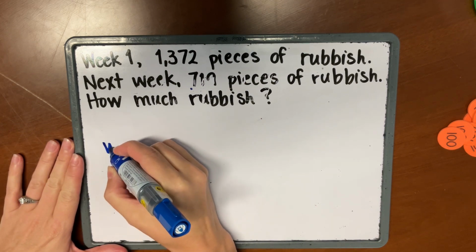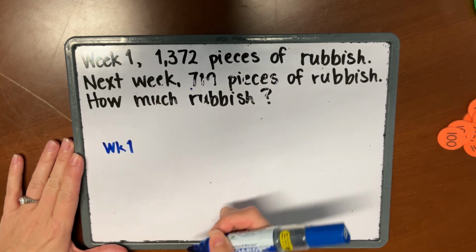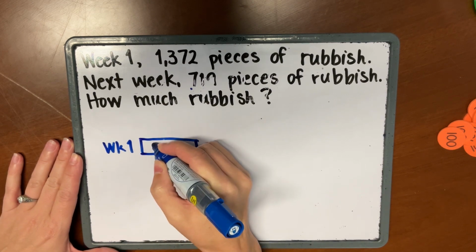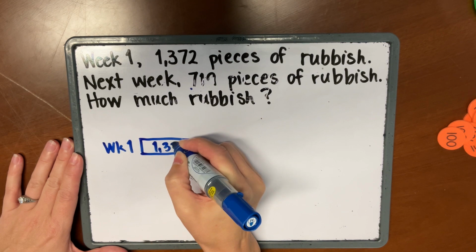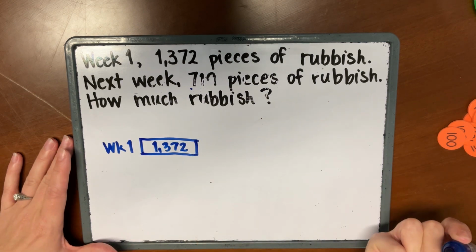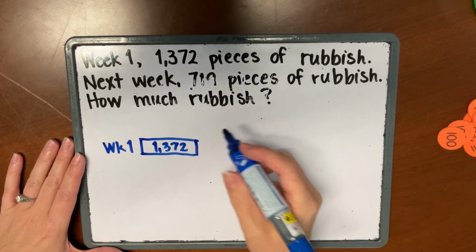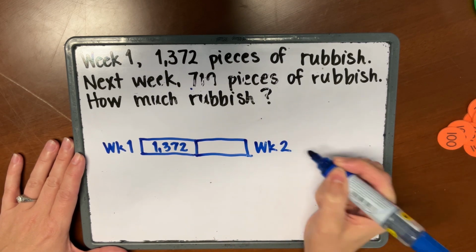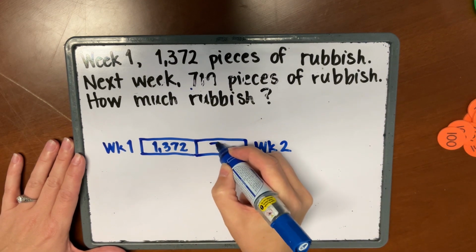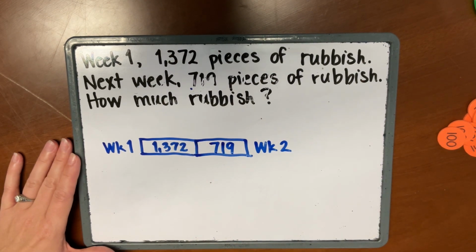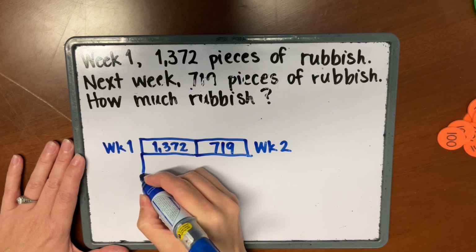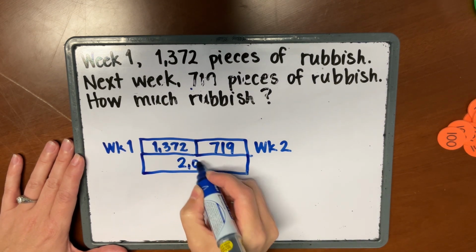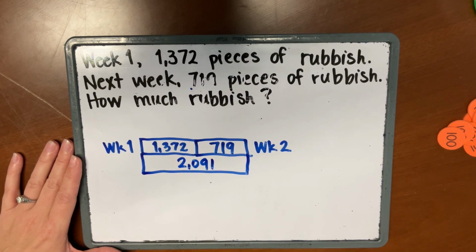I know in week 1, there were 1,372 pieces of rubbish, okay? And in week 2, I'll put week 2 over here and label it. Mathematicians always label their thinking. There were 719. And I wanted to figure out that in total, which I did, and I've checked my work already, was 2,091 when I put it together.